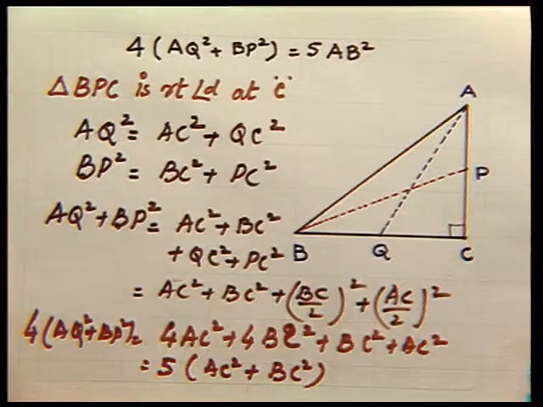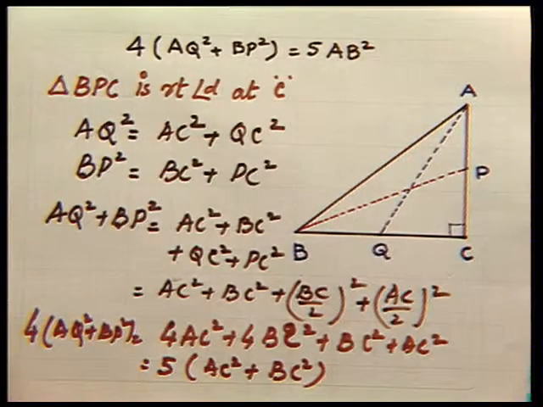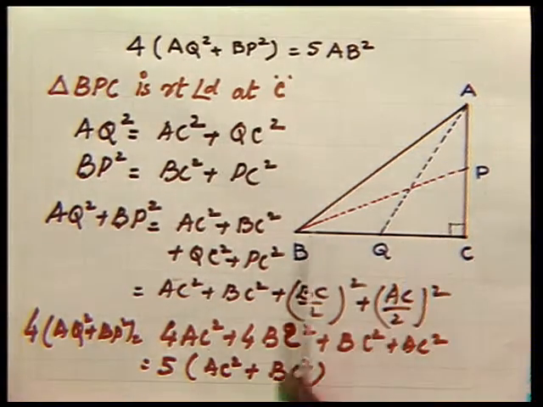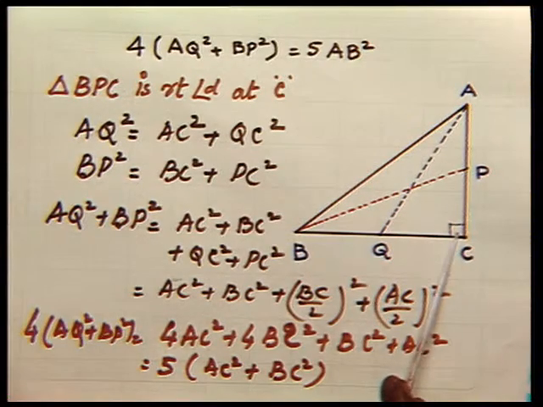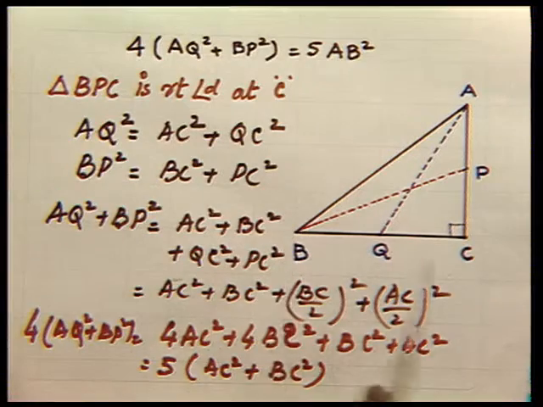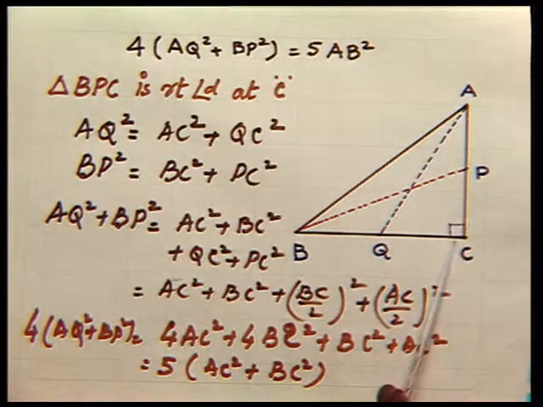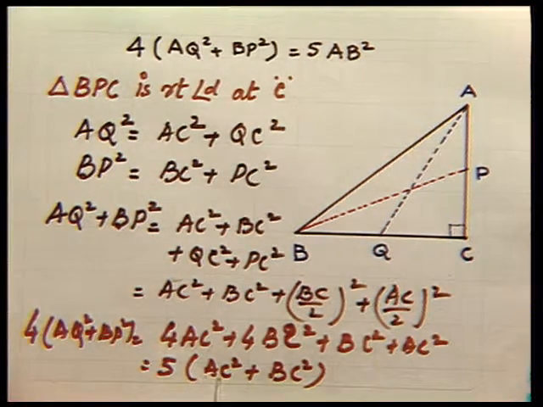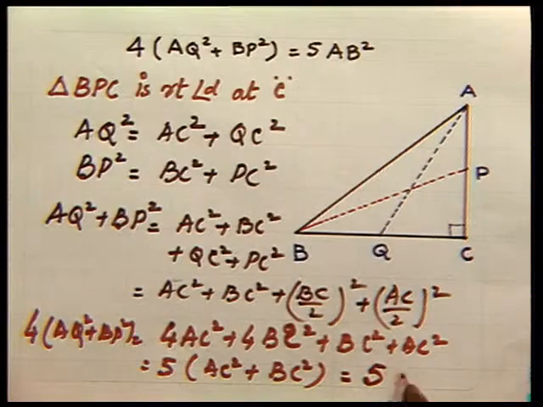Now, look at the relation between the sides AC and BC. In the triangle ABC, this is a right angle. So, AB squared must be equal to BC squared plus AC squared. So, this part AC squared plus BC squared can be replaced by AB squared, and that becomes 5 times AB squared, and that was the result which we wanted to prove.